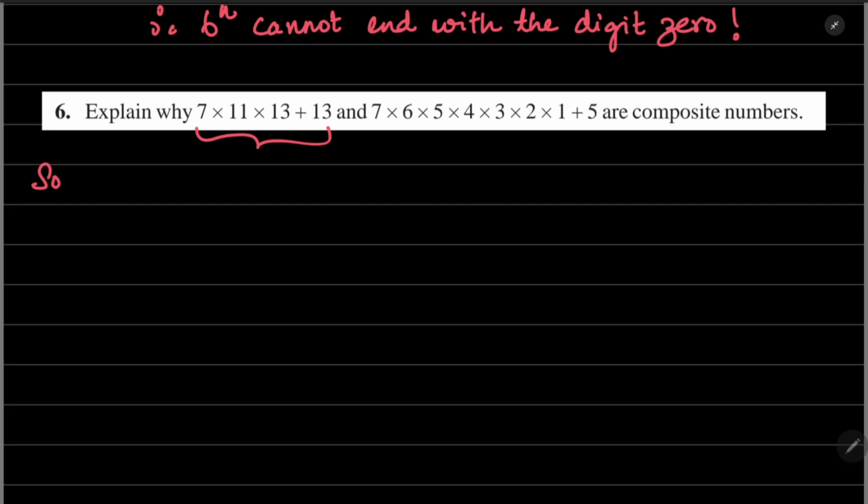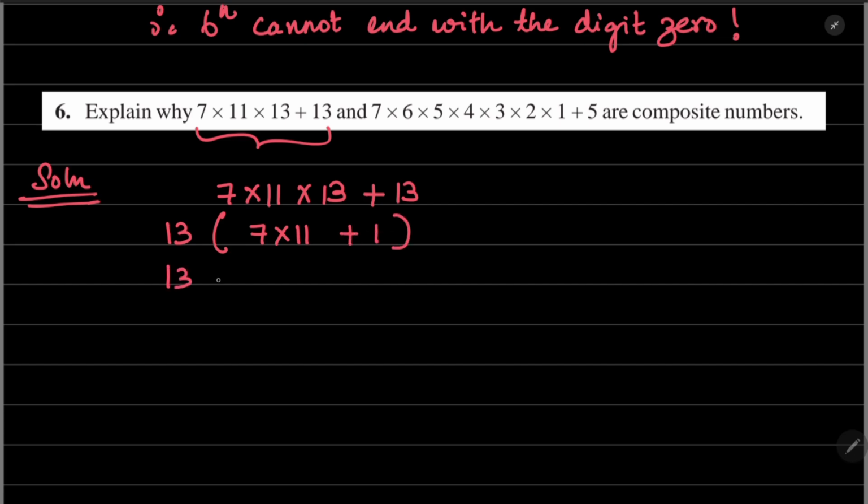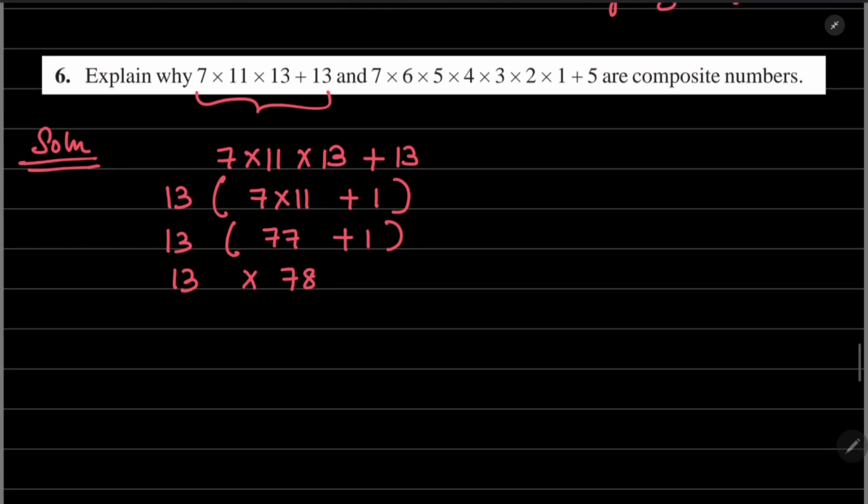Okay, so the solution. 7 multiplied by 11 multiplied by 13 plus 13. Take 13 common. So what do you get? 13 multiplied by 7 into 11 plus 1. 7 into 11 is nothing but 77, plus 1. So it's 13 multiplied by 78. Whatever is the answer for 13 into 78, let's find out the product.